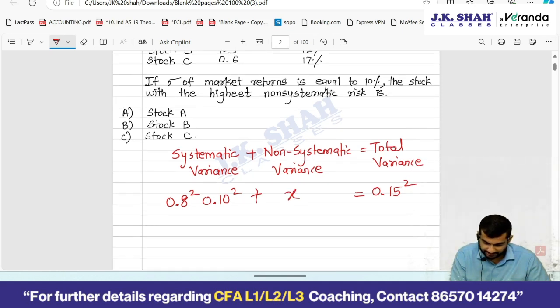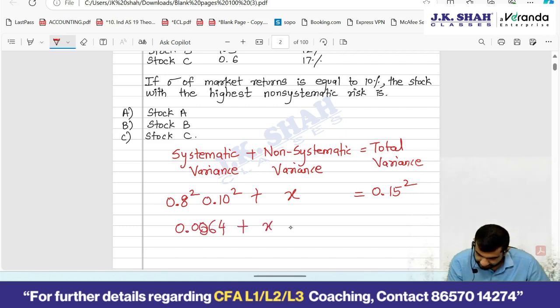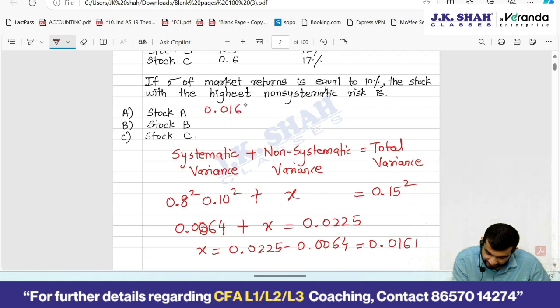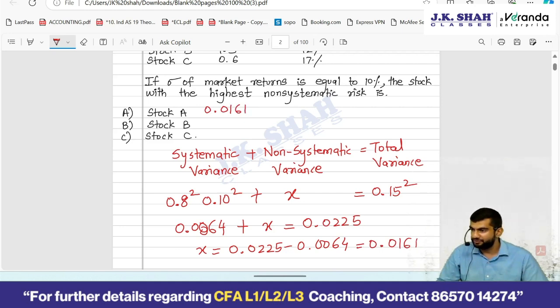So 0.8 square is 0.64, 0.1 square. So this is 0.0064 plus X is equal to 0.15 square, which is 0.0225. So X is 0.0225 minus 0.0064, which is 0.0161. This is the non-systematic variance for stock A. 0.0161. On similar lines, let's do for stock B and C.